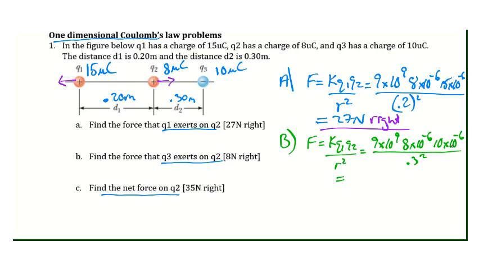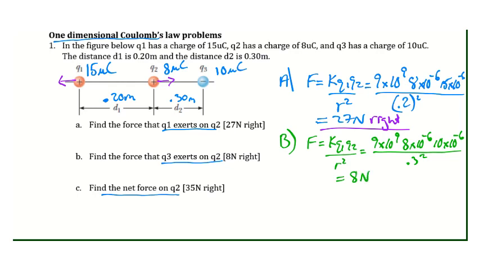And what's the only difference between part A and part B? Well, there's two actually. The first is the magnitude of the second charge. It's not going to be 15 times 10 to the negative 6. It's going to be charge 3's charge, which is 10 times 10 to the negative 6. You'll also have to adjust the distance, which is no longer 0.2, it's 0.3. So if you make those two changes in your calculator, you get 8 newtons.